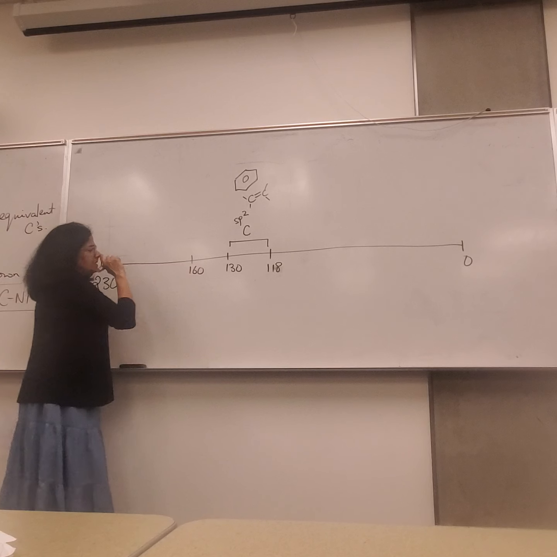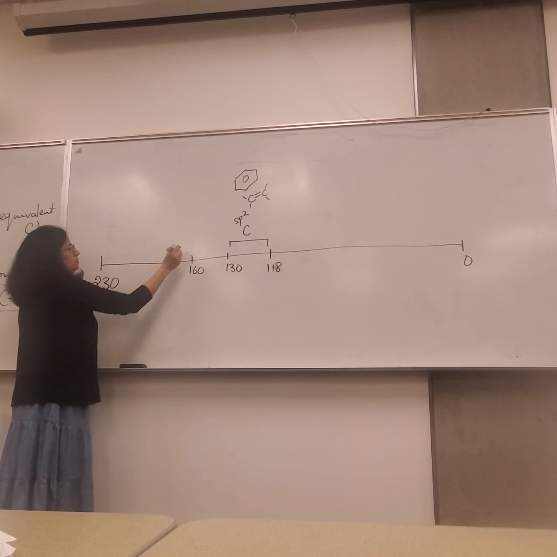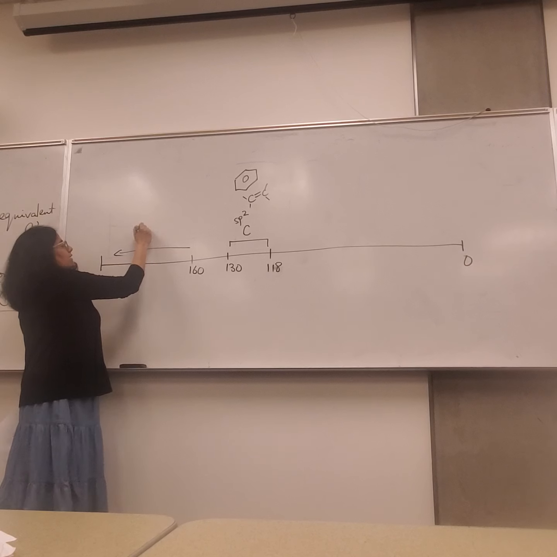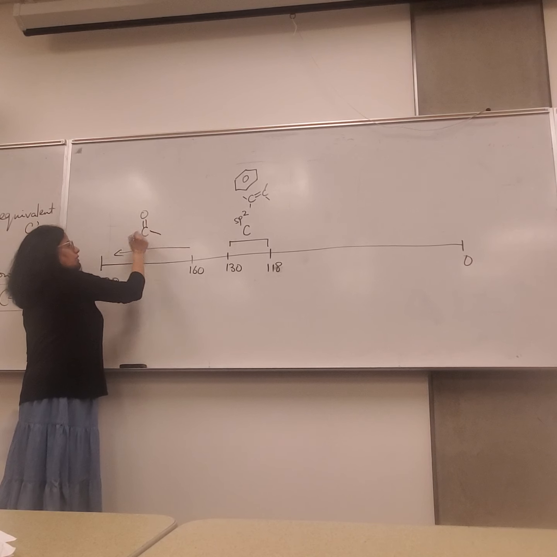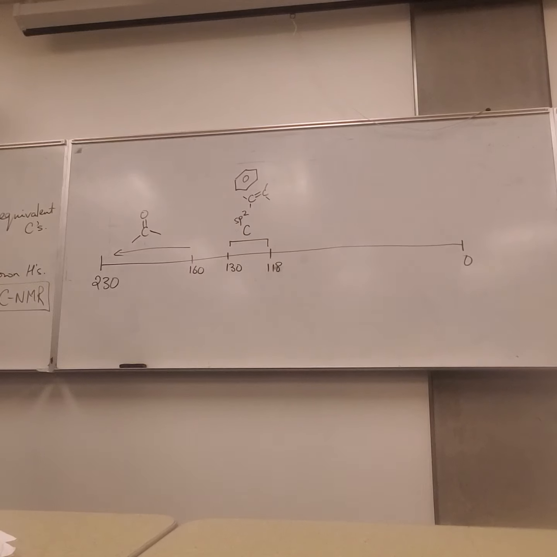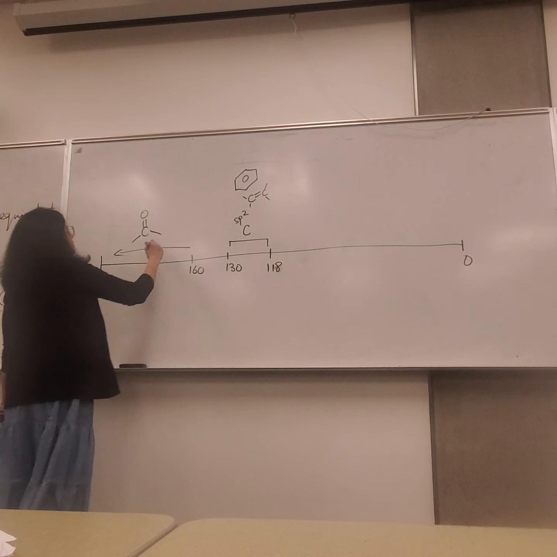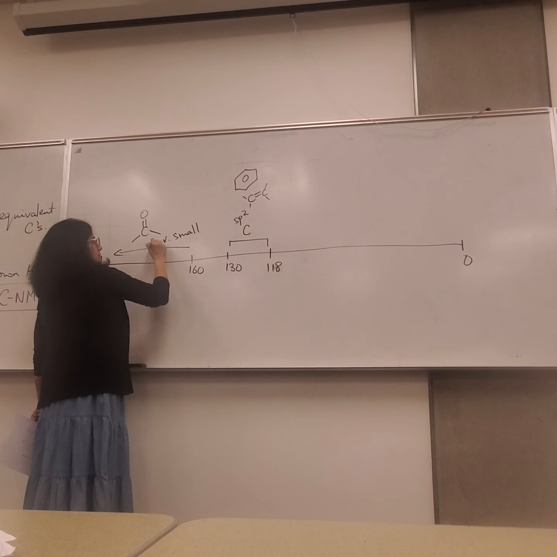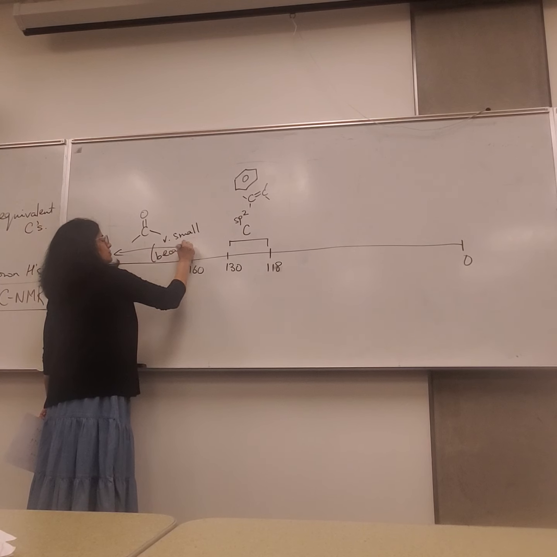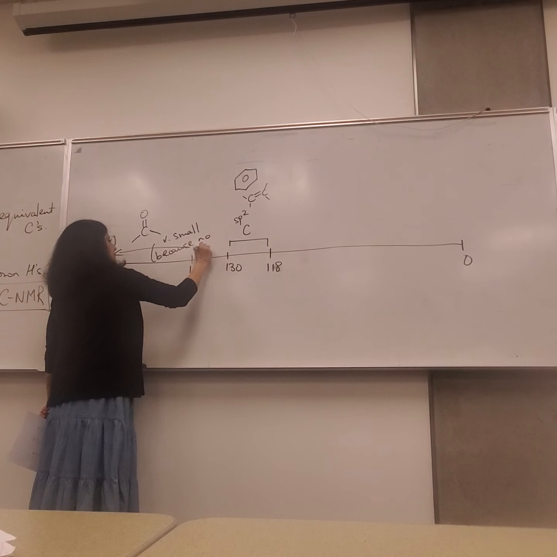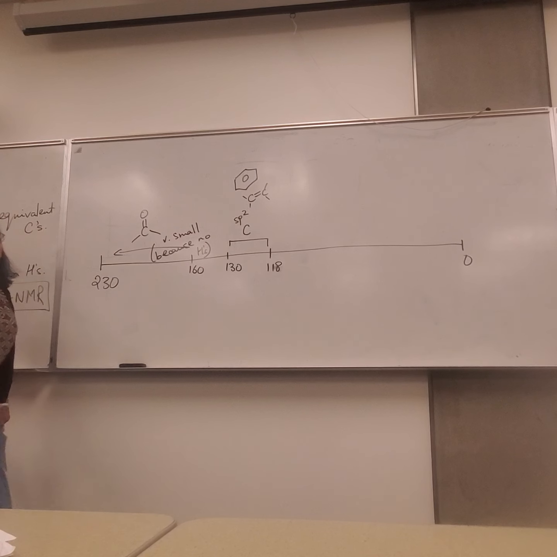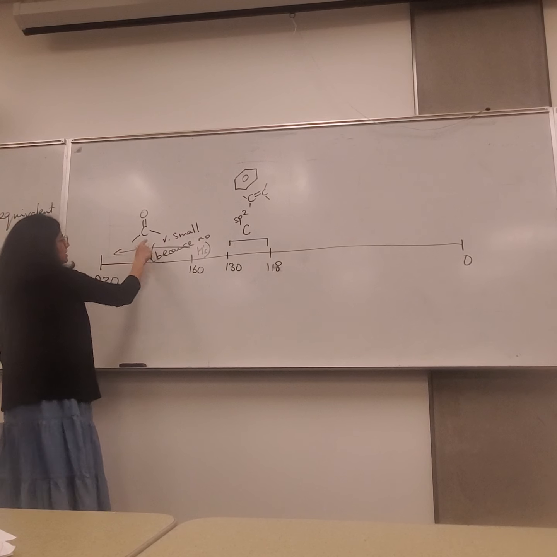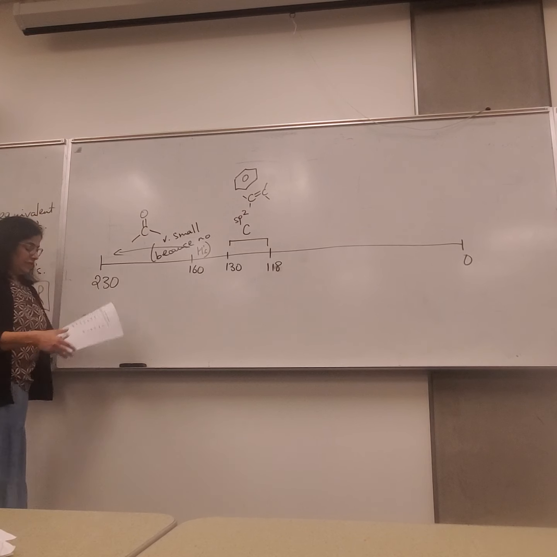I would say 160 and up is where carbons double bonded to oxygen show up. And these are generally very small because they have no hydrogens on them. Sometimes they're hard to pick because they get lost in the noise in the baseline. So you have to be careful about that signal. But they are over there.